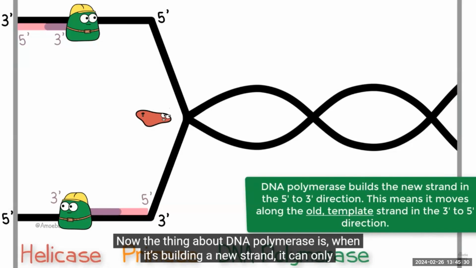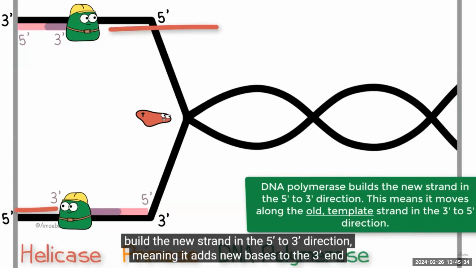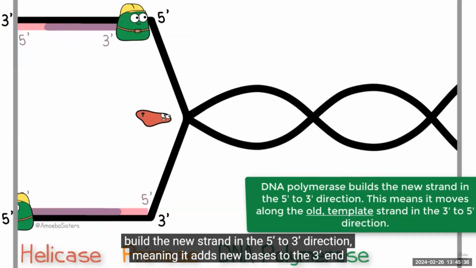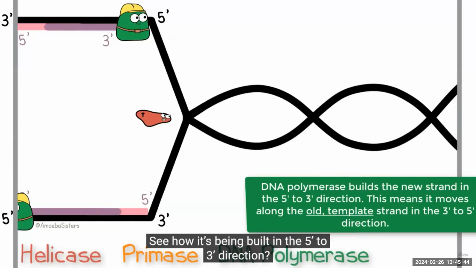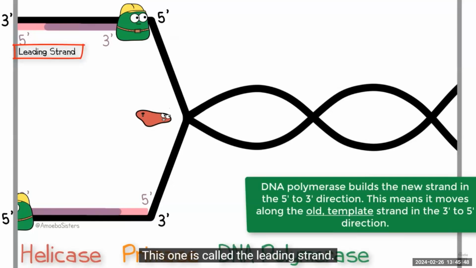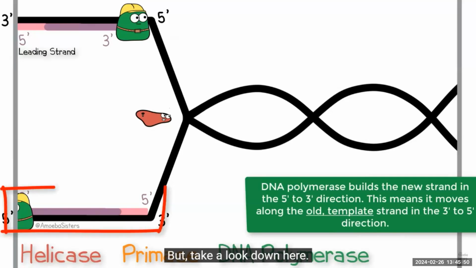Now, the thing about DNA polymerase is, when it's building a new strand, it can only build the new strand in the 5' to 3' direction, meaning it adds new bases to the 3' end on the new strand. See how it's being built in the 5' to 3' direction? This one is called the leading strand. But take a look down here.